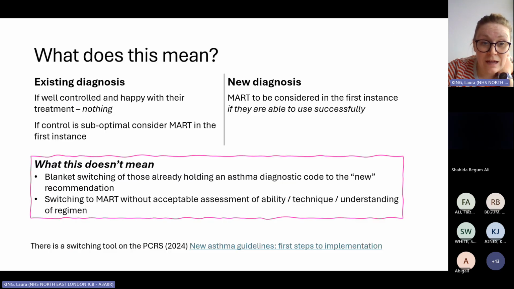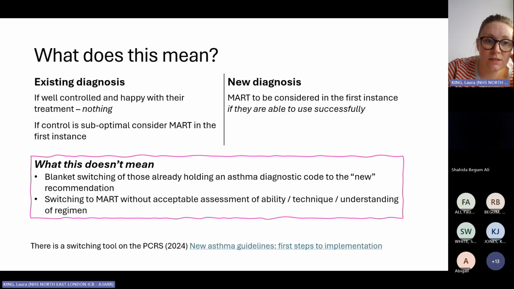So what does it mean? If you attended it, I shamelessly stole this slide from my own presentation on the new guidelines. If they've got an existing diagnosis, they're well controlled and they're happy with their treatment, for example, with PMDI and spacer, nothing. We're not going to blanket switch somebody just because the new guidelines says we should try MART. If the patient would like to try MART or would like to try something different or doesn't want a spacer anymore, of course we would be suggesting MART.